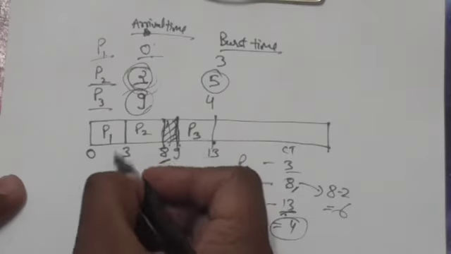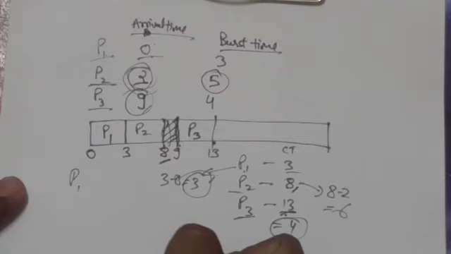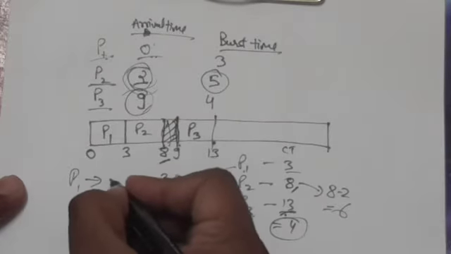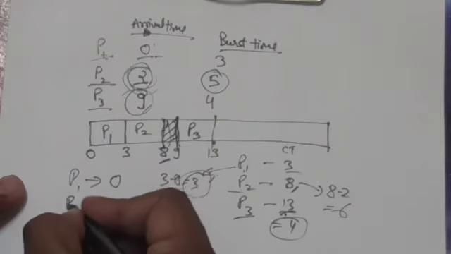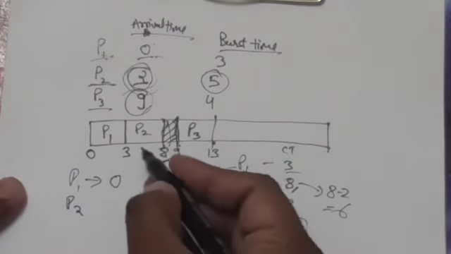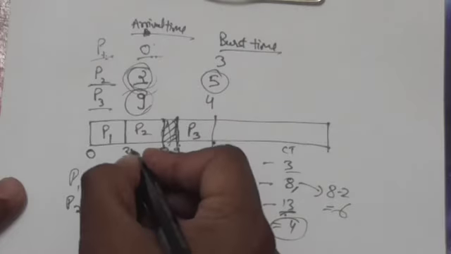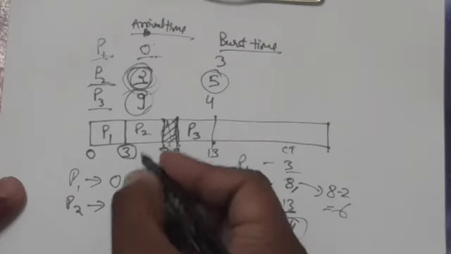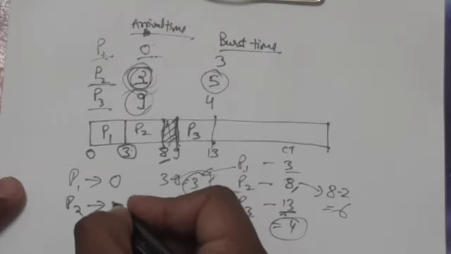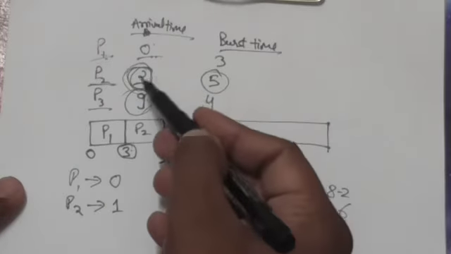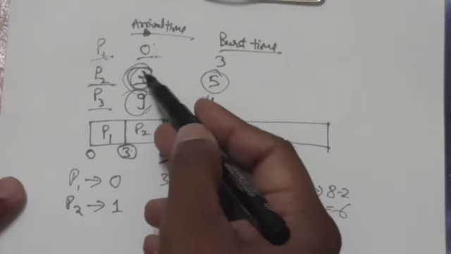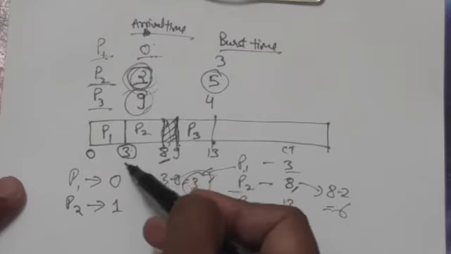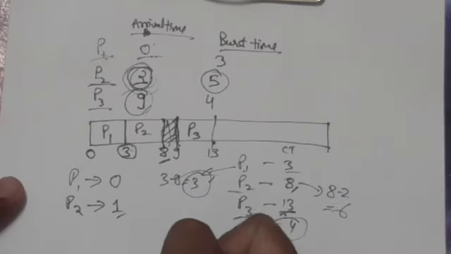Now let us find the average waiting time of these processes. Process P1 has started at time 0, and it has arrived at time 0. So the waiting time of process P1 is 0. Now process P2 has started at time 3, but it has arrived at time 2. So its waiting time is 1, because it has to wait for 1 unit of time. It has arrived at time 2, but it has started at time 3.